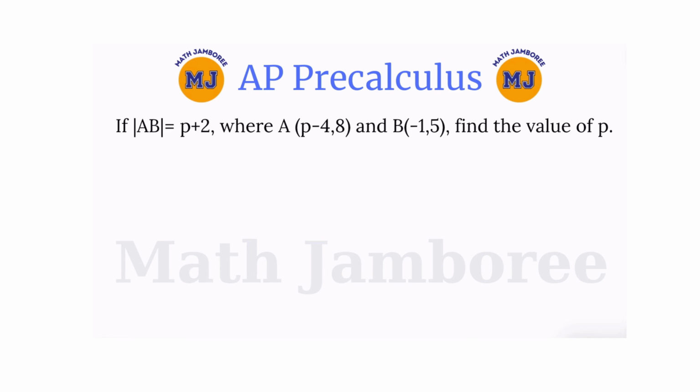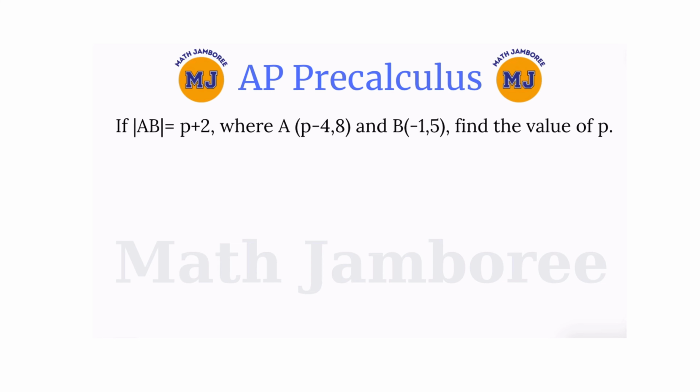In this video, we have another AP Calculus type of question from the topic of Analytic Study of a Line. Let's solve it together. If the length of AB is P plus 2, where the coordinates of A are P minus 4 and 8, and the coordinates of B are negative 1 and 5, find the value of P.